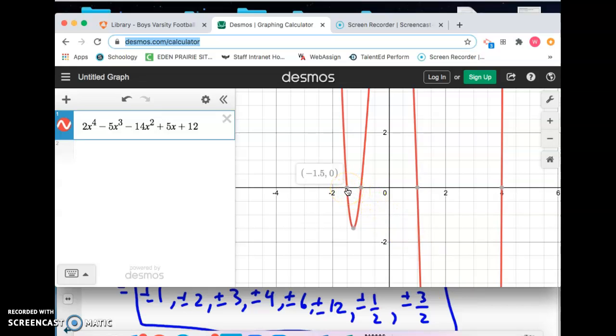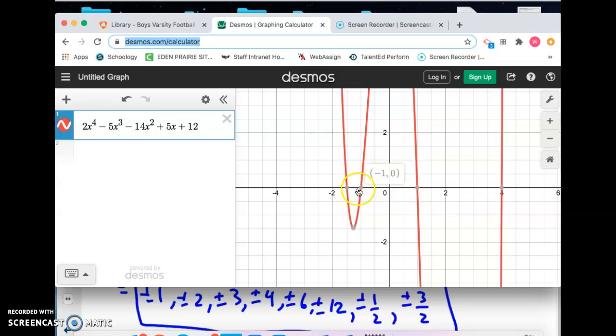Negative 1.5 comma 0. That is negative 3 over 2. You can see that that's an option. If I put negative 3 over 2 into synthetic division, I would get a remainder of 0. Let's do it again. Negative 1, 0. That's an option. It's right there. 1 comma 0. Again, that's an option. 4 comma 0. Definitely that's an option.